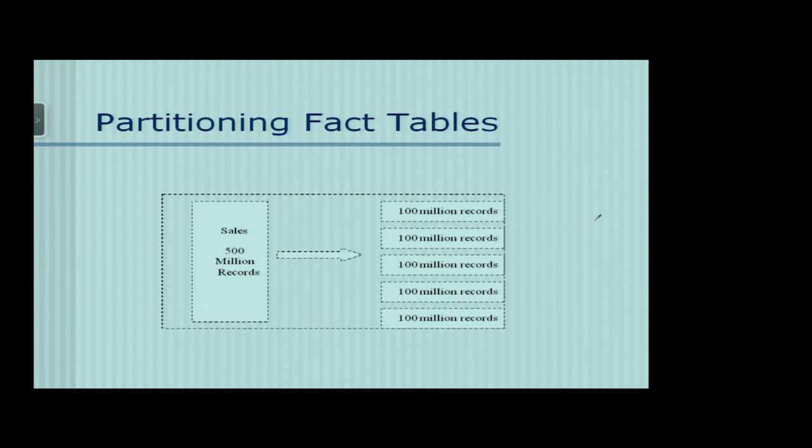So there's a big sales fact table. You can see how many records are there, 500 million records. So this is a notional picture of partitioning. I'll create almost equal size partitions. It is not that each partition would have the same number of records like shown here, but this is just symbolic, right? So basically I've created 5 partitions out of this.